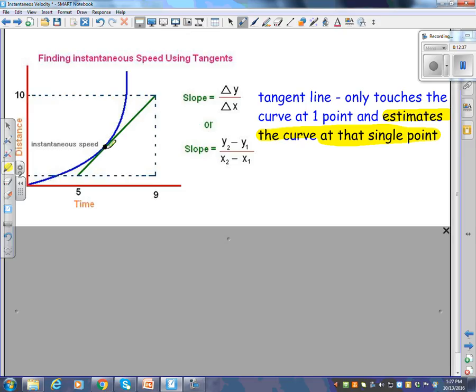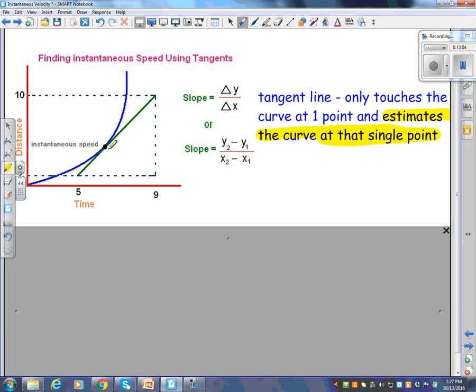You can also think of it this way. If you zoomed way in like a microscope, zoom way in on that curvy blue line, eventually you got so far zoomed in that the curvy line would appear straight. And then if you took that little straight segment and stretched it out, and then zoomed way out, you would see the green tangent line. Okay, so the green tangent line is the slope of the blue line at that single point.